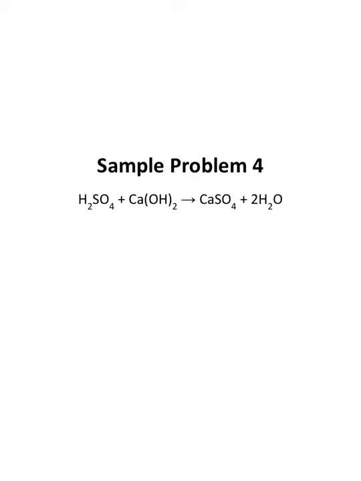All right, the last sample problem is looking at H2SO4 plus calcium hydroxide produces calcium sulfate and water. In this case, I have my hydrogen and a sulfate, so this is my acid. Plus, I have calcium, and notice I have my hydroxide, so here is my base. It is going to produce a salt, an ionic salt, plus water.